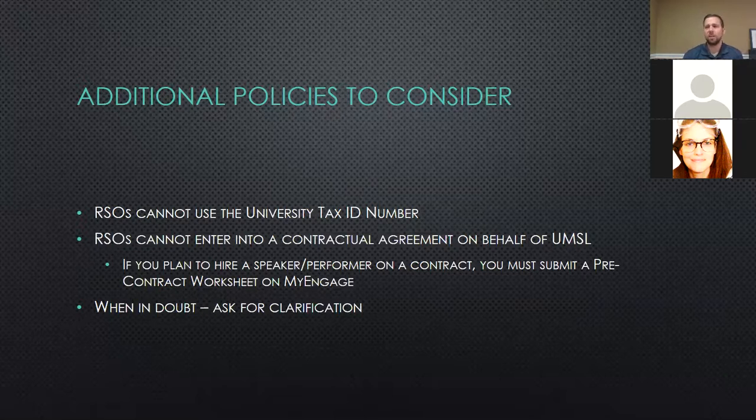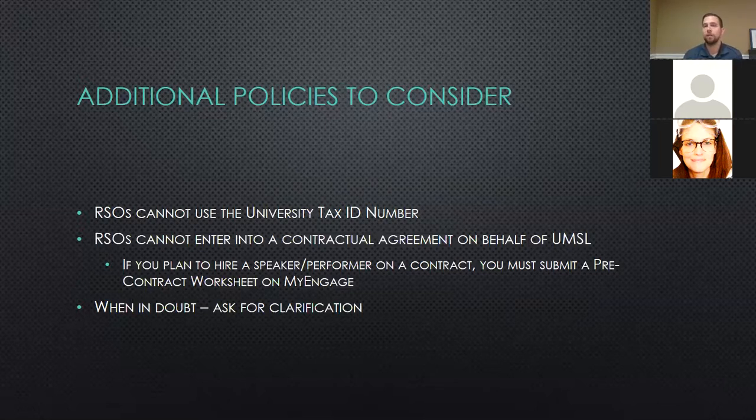Another good example of policy to consider is that RSOs cannot enter into a contract on behalf of the university. What that would mean is if you receive SABC money to pay a guest speaker who is coming to an event, we need to have a contract in place to pay that speaker, but you as an organization cannot sign that contract. Since it's university money being spent, the university needs to sign the contract. We have a process in place for that though.